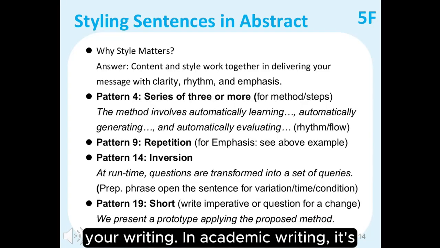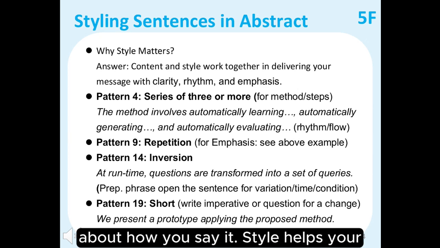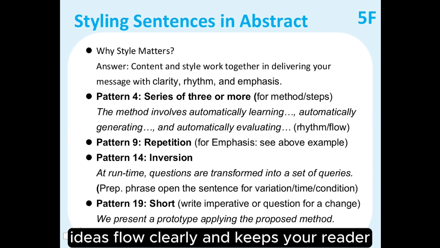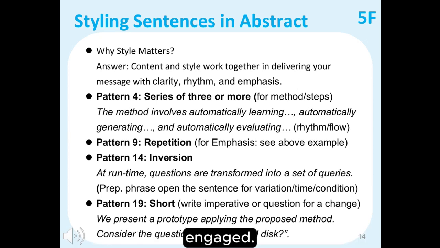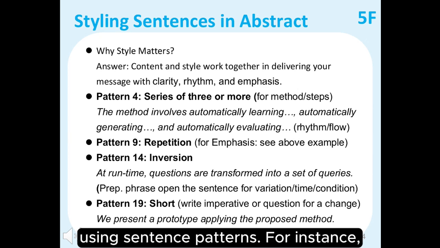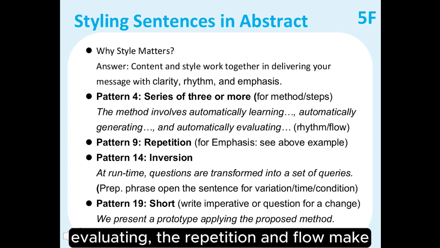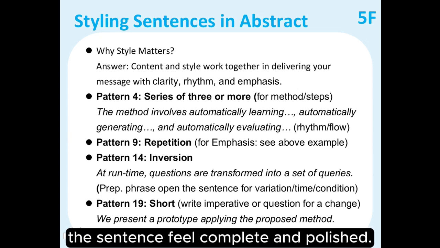In academic writing, it's not just about what you say. It's also about how you say it. Style helps your ideas flow clearly and keeps your reader engaged. One easy way to improve style is by using sentence patterns. For instance, when we say learning, generating, and evaluating, the repetition and flow make the sentence feel complete and polished.